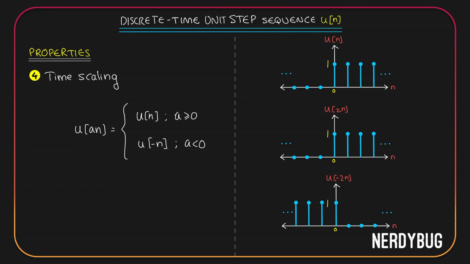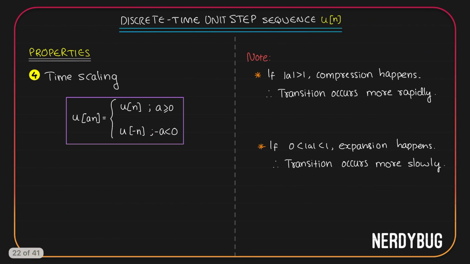am I telling you that time scaling has literally no effect in the sequence and previously in the function, other than that if it is negative, it becomes mirrored? Actually, though it is not visually sensible, there is something else that is happening when you apply time scaling. This is applicable to the continuous time function also. That is, if mode A is greater than 1, then compression will happen.